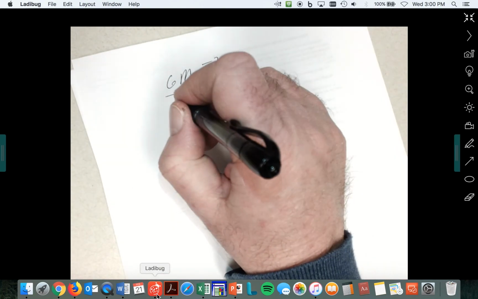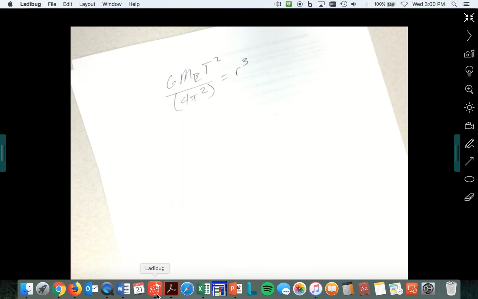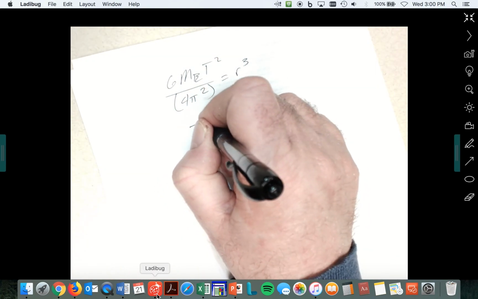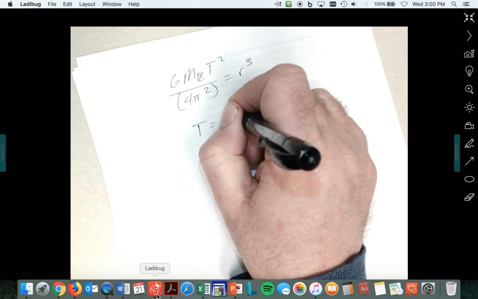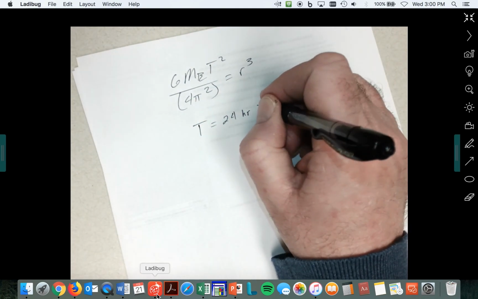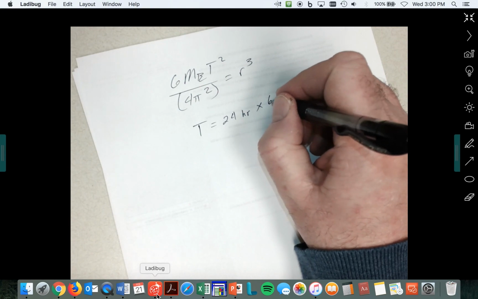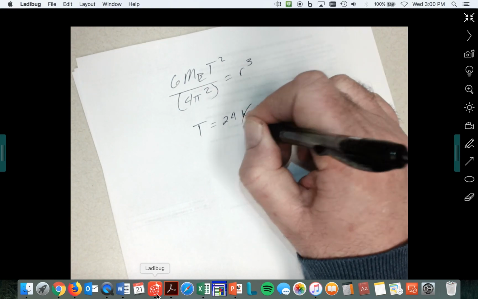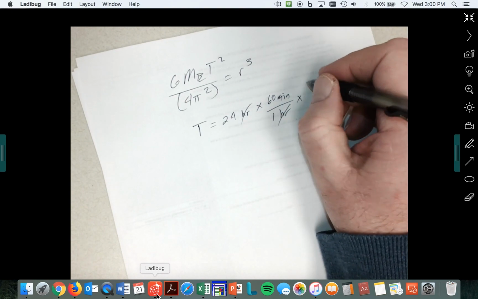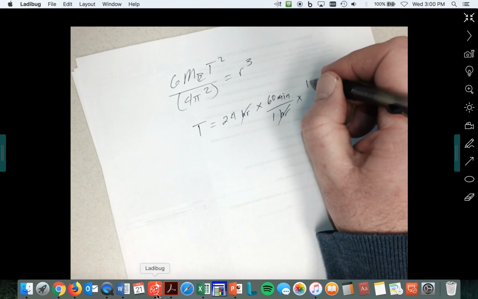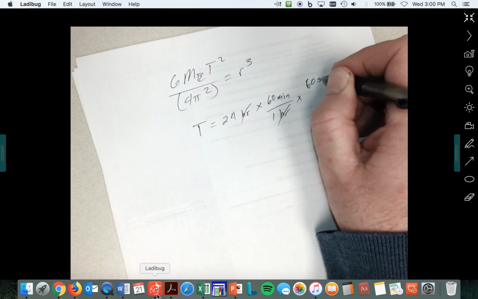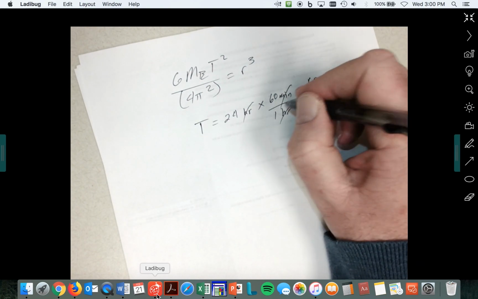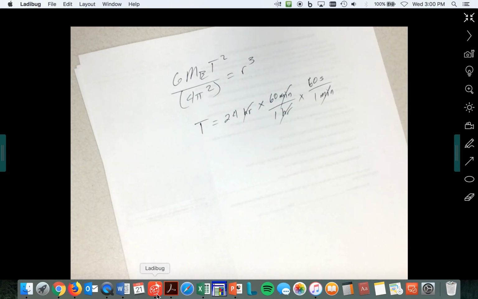Now you have to be very careful with this calculation right here. First of all, T is equal to 24 hours. I've got to get that into seconds, which is times 60 minutes per 1 hour, times 60 seconds per 1 minute. So it's 24 times 60 times 60, 3,600.